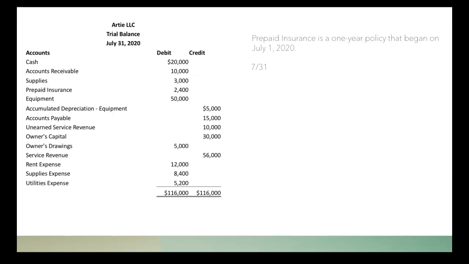Now, prepaid insurance is a 1-year policy that began on July 1st, 2020. So at the beginning of the month, we purchased a 1-year insurance policy, and we can see over on our trial balance that that 1-year insurance policy was $2,400. Right? Over on our trial balance, our 4th account down is our prepaid insurance. So what we need to do here is we need to show that we've used up 1 month of this insurance policy.